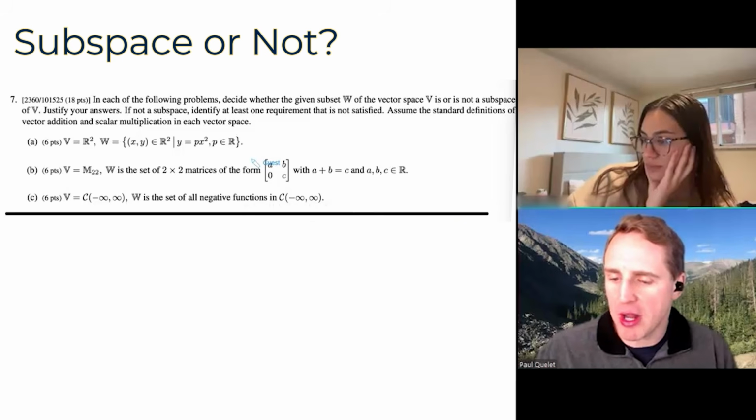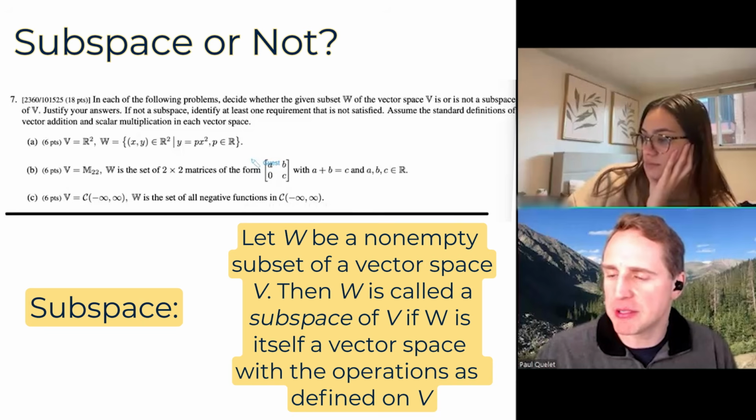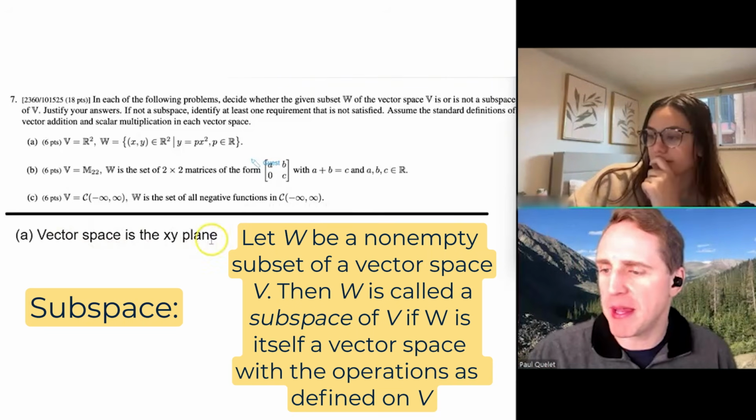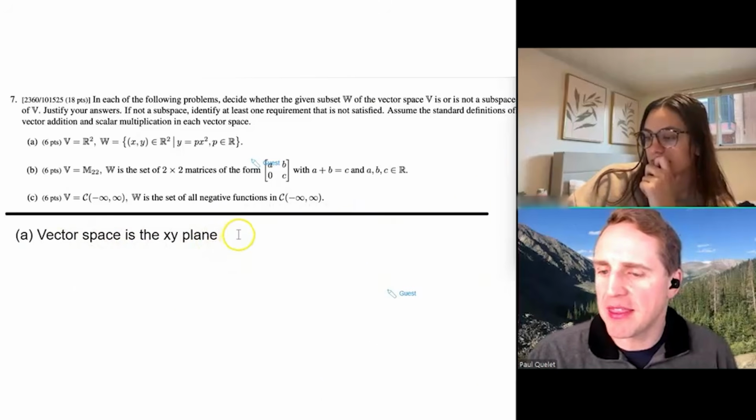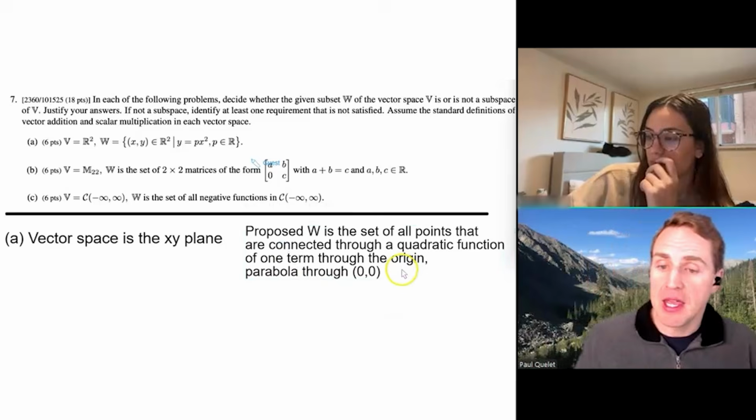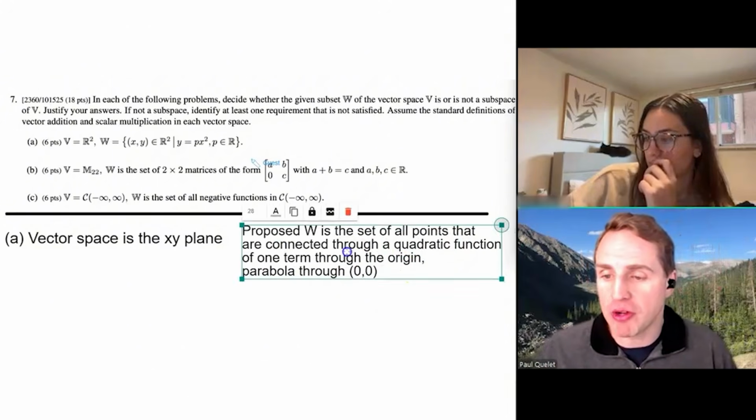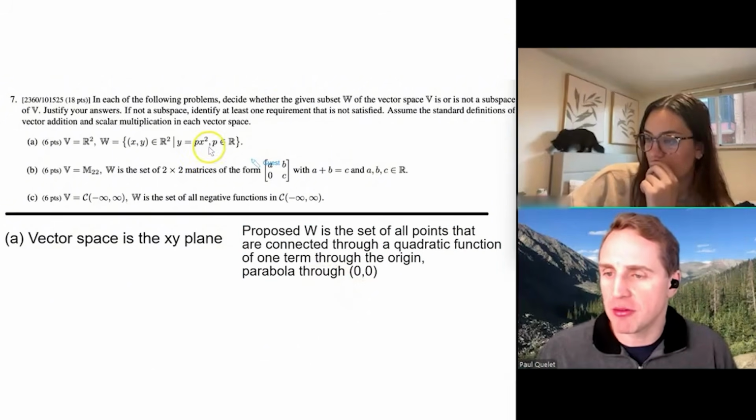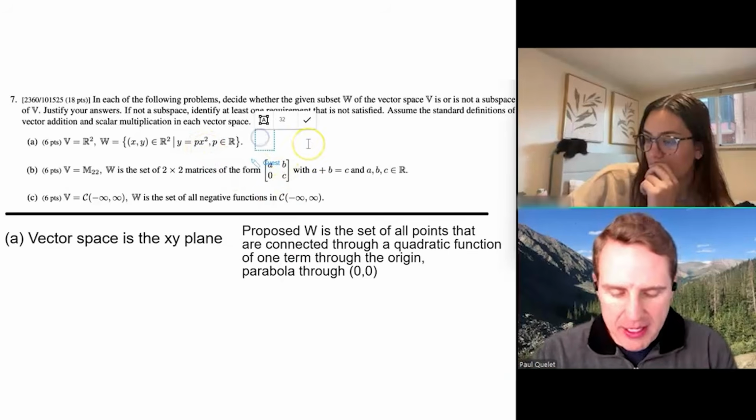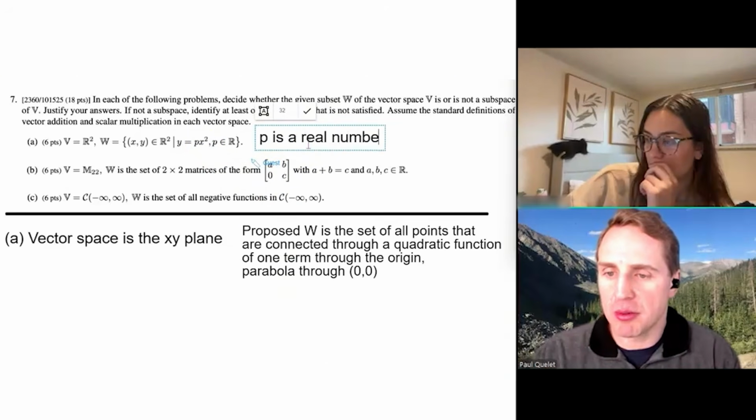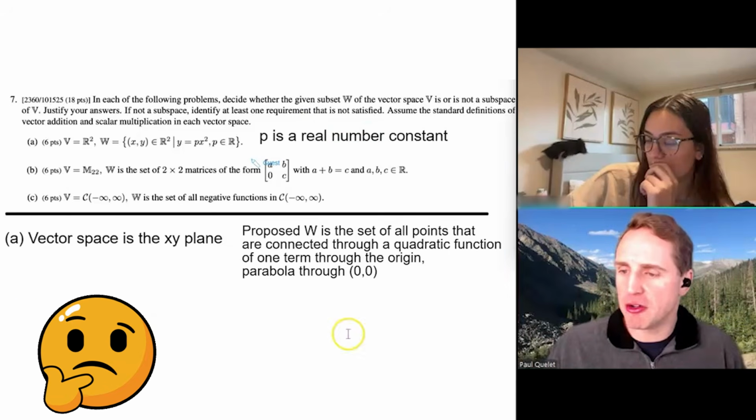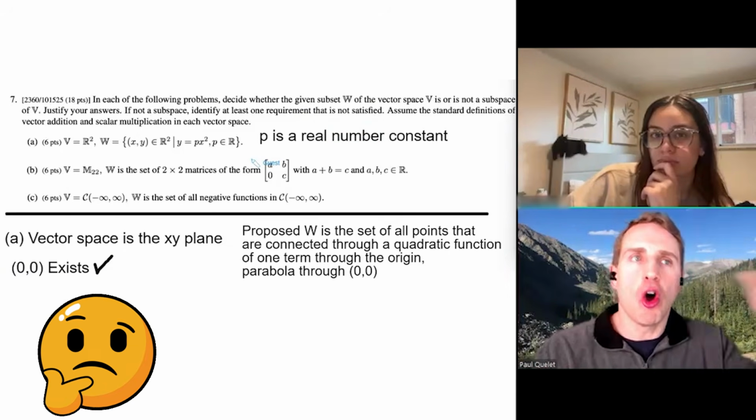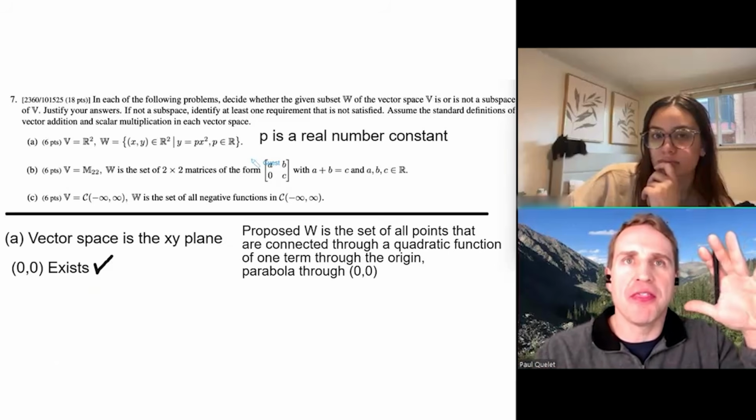So let's see if part A is a subspace or not. We said that the vector space is the xy plane, and then the proposed W is a set of all points that are connected through the quadratic function of one term through the origin, a parabola through (0, 0). And then we just think of p as a real number constant. First of all, does the zero vector exist? So in other words, there has to be a point where all the parts of the thing are 0.